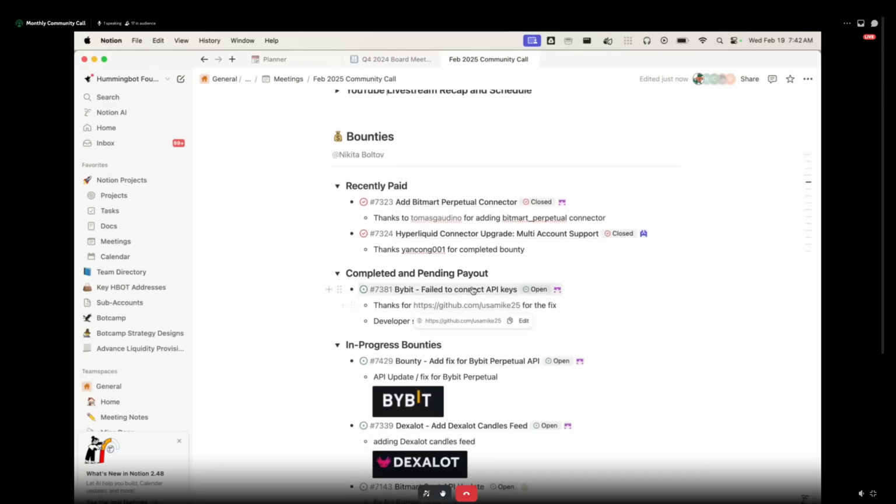We have some in-progress bounties. There's actually one that's pending payout. This is mainly because the developer needs to complete the AML form that we require. This is really just a compliance requirement that we need to impose in order to fulfill our AML guidelines. Basically all developers need to fill out this form in order to receive HBOT tokens or any type of bounty from the foundation.